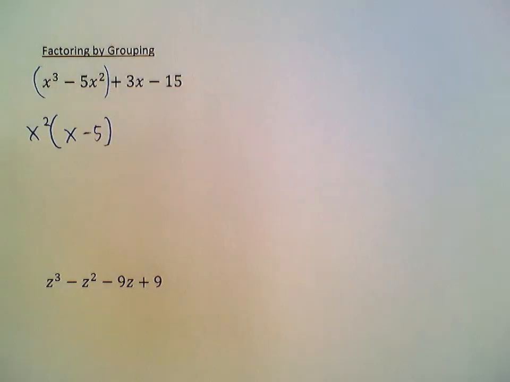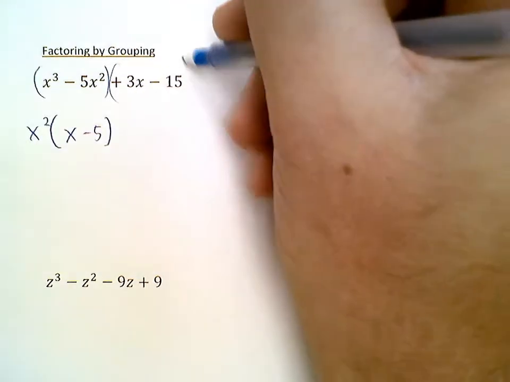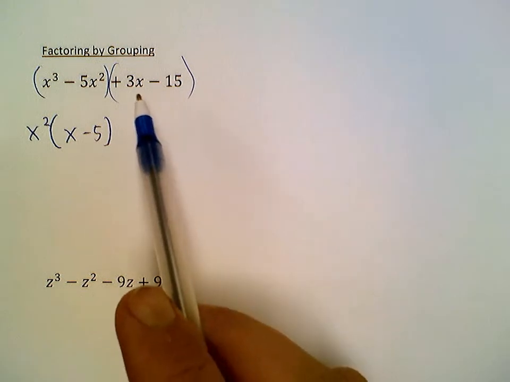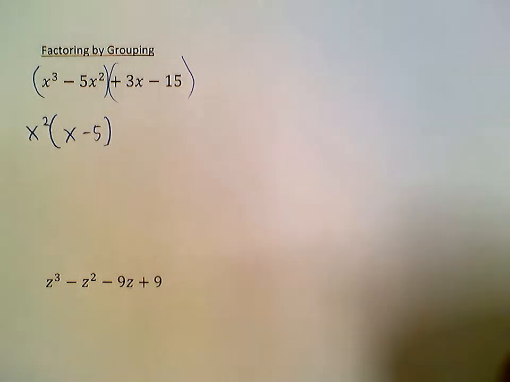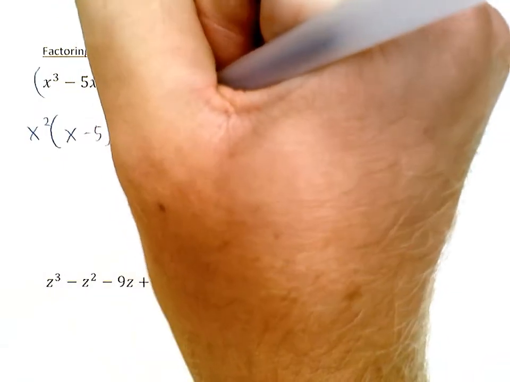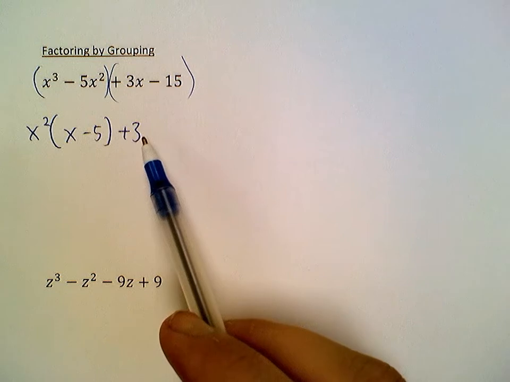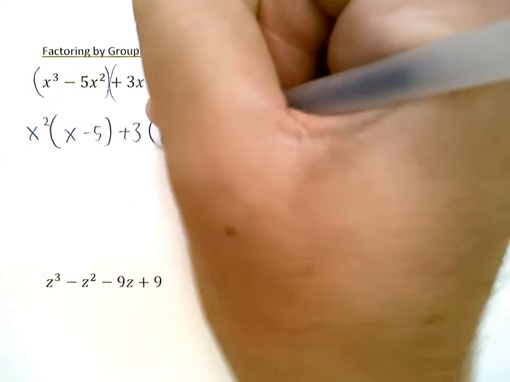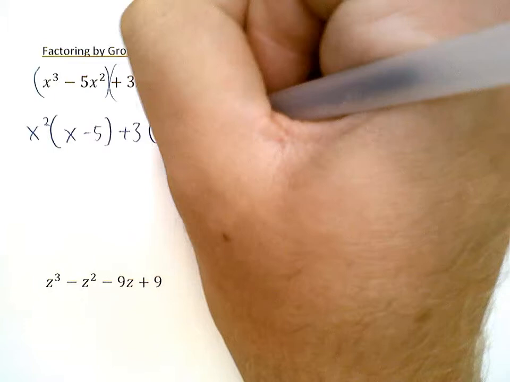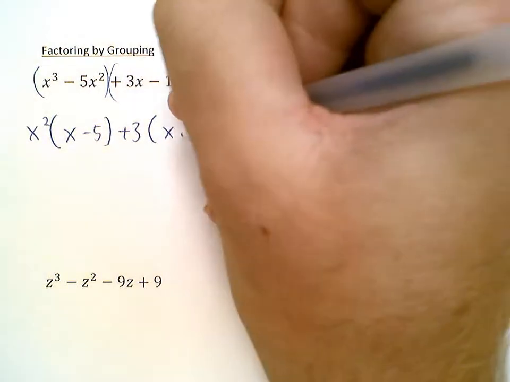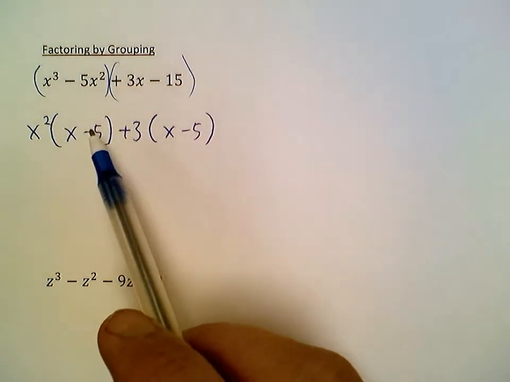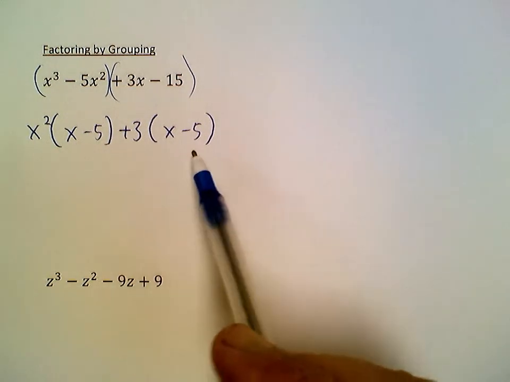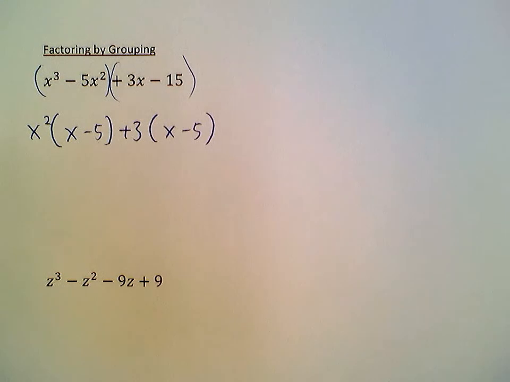Then I'm going to group together the second two terms. What can you factor out of 3x minus 15? Well, you can take out a 3, a positive 3 in that case. If I take a 3 out, what I have left over out of 3x is x, and what I have left over out of minus 15 is minus 5. Now notice that after I do this, I've got two identical parentheses, x minus 5 and x minus 5. That's good. If you're doing it correctly, that's what should happen.